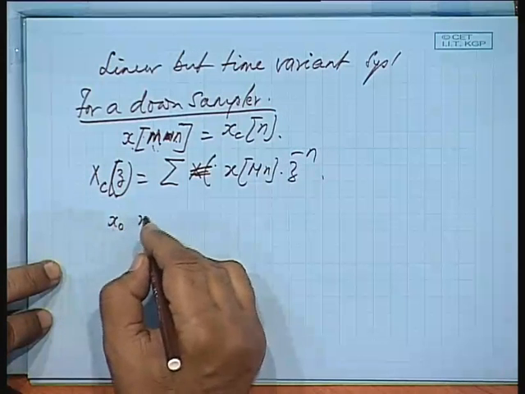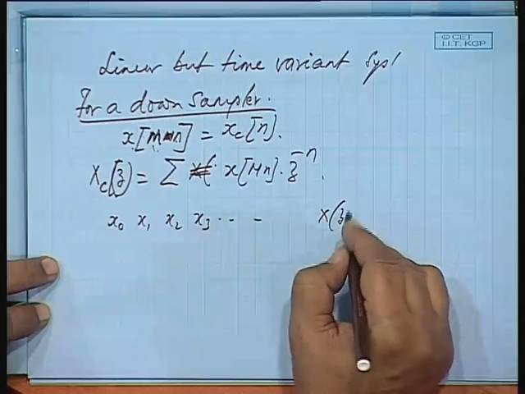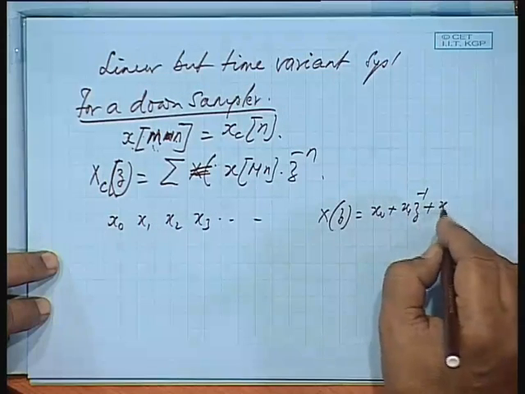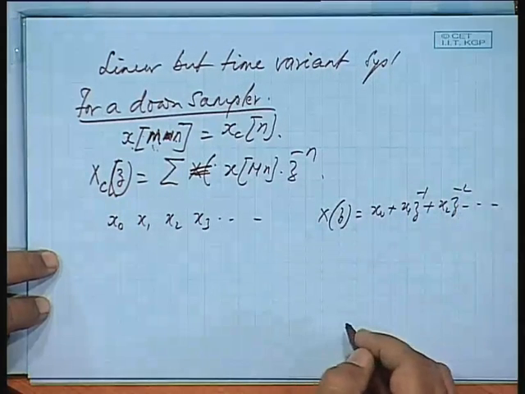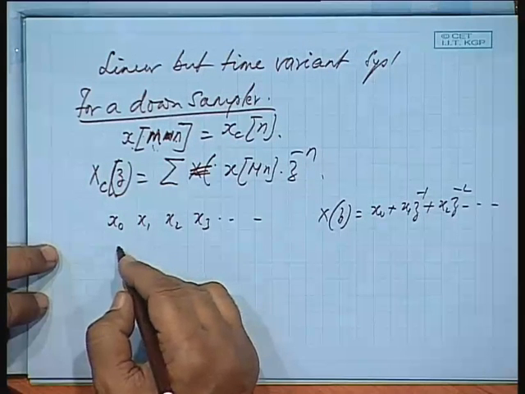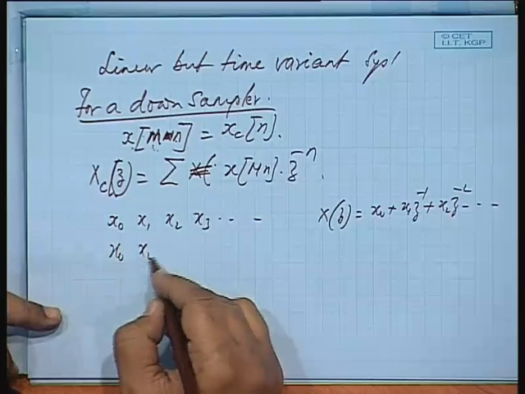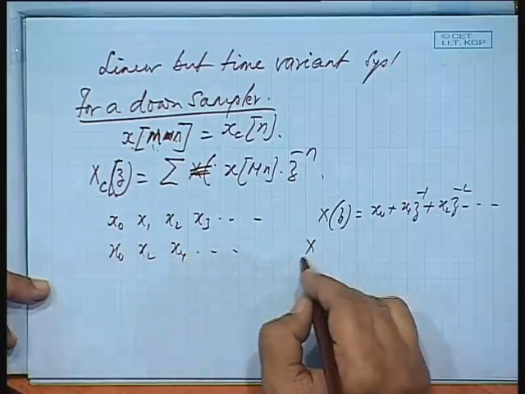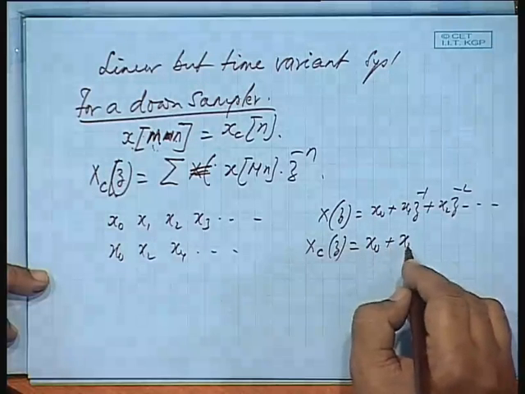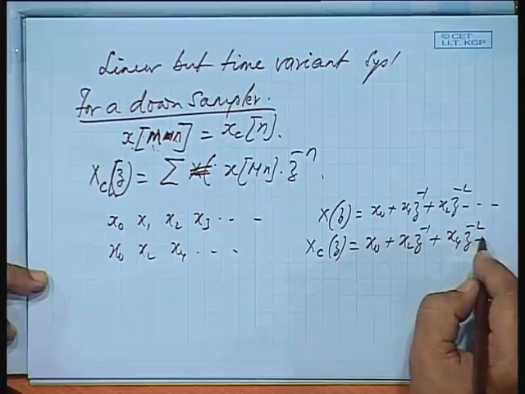Suppose you have got x 0, x 1, x 2, x 3 like this. So, x z is x 0 plus x 1 z inverse plus x 2 z to the minus 2 and so on. Okay. And now, you have downsampled by 2, then it will be x 0 next, x 2, x 4 and so on. And so, what is this compressed sequence Z transform? It will be x 0 plus x 2 z to the power minus 1 plus x 4 z to the power minus 2 and so on.